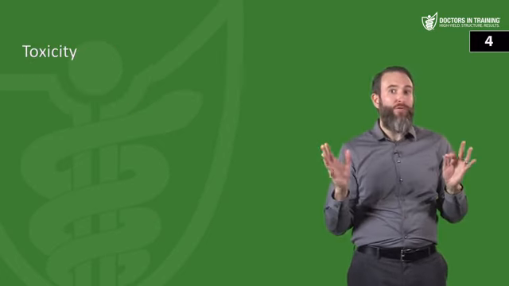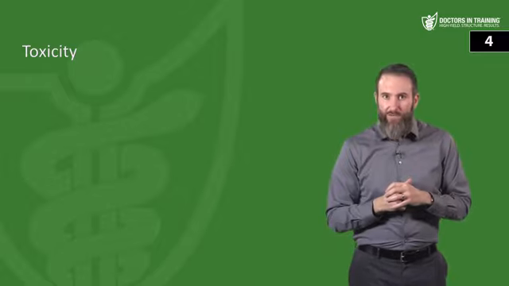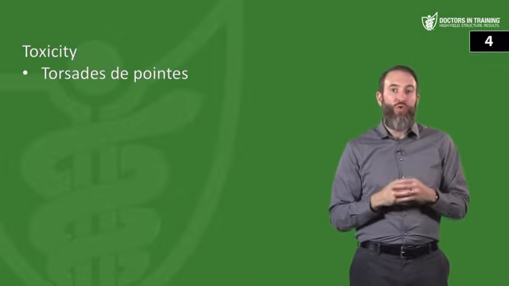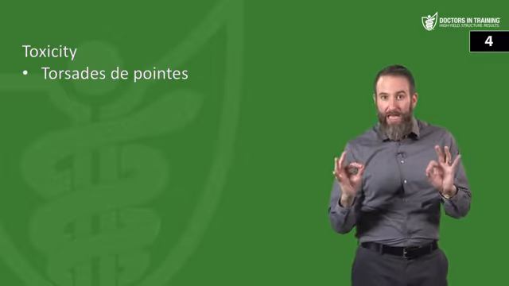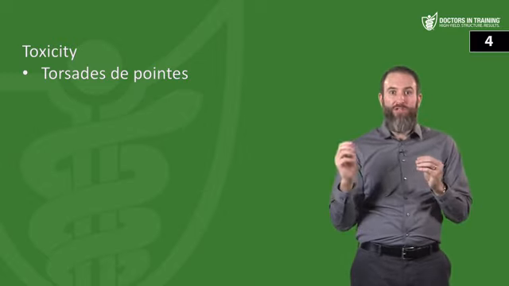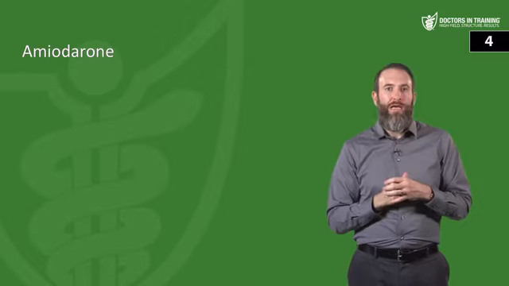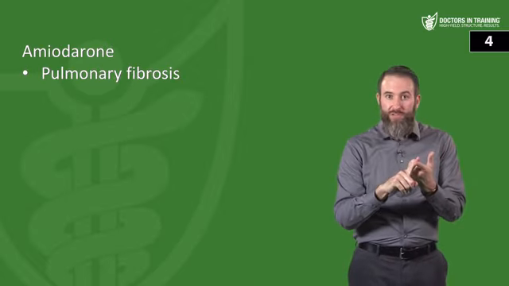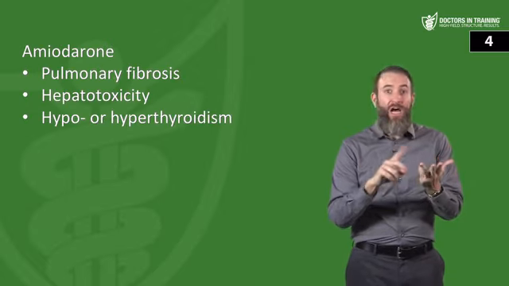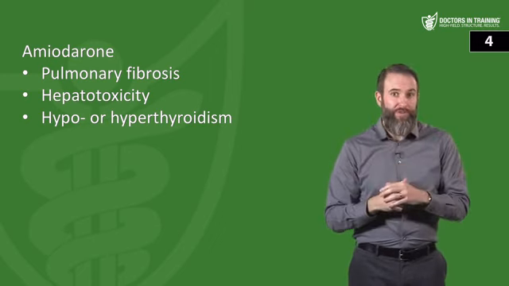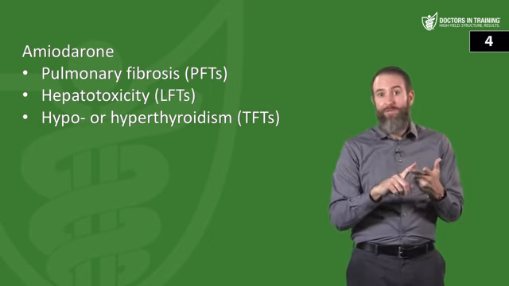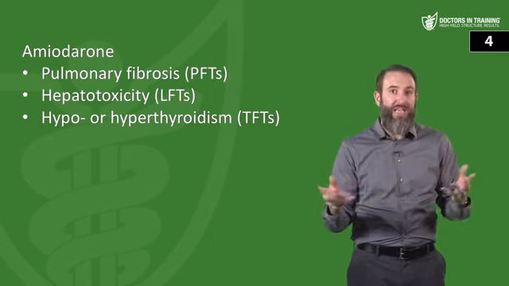Probably more important for your test is the toxicity of these drugs, specifically amiodarone. Torsades de pointes is an important adverse reaction to remember with all the potassium channel blockers, but I do want to spend a little extra time with amiodarone. Amiodarone can cause pulmonary fibrosis, hepatotoxicity, hypo or hyperthyroidism. So remember to check your PFTs, your LFTs, and your TFTs when using amiodarone.